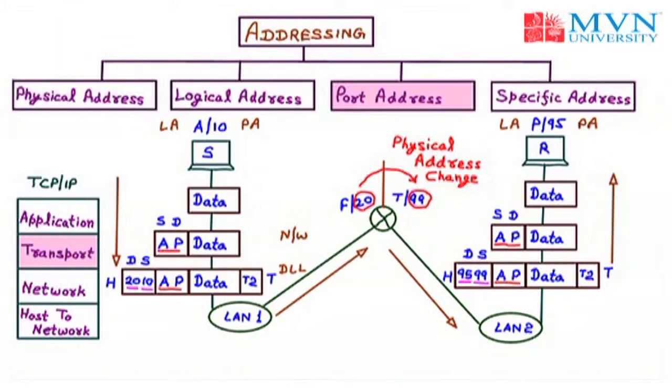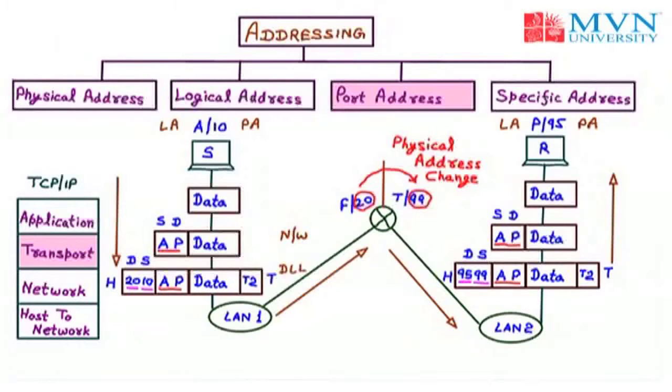Now next we will cover the port address. The port address comes at the transport layer. Why do we need the port address? We know that the physical address always changes, that is imprinted on the LAN card. The logical address is our IP address which never changes.